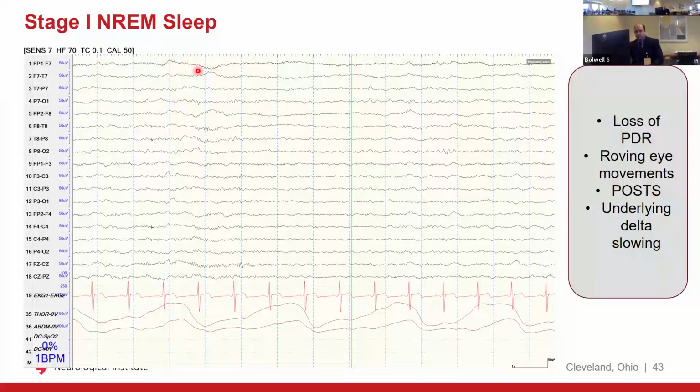The other thing, you will see these very slow waves, maximum at the frontal polar electrodes like this. You see this? How slow this wave is? This is 1 second, by the way. These are created by roving eye movements. As the person becomes drowsy, they have these roving eye movements. They create this very slow artifact, which is maximum at FP1 and FP2, again because it's created by eye movements. You can see the POSTS, and you might see a little bit of underlying delta waves coming in, okay?